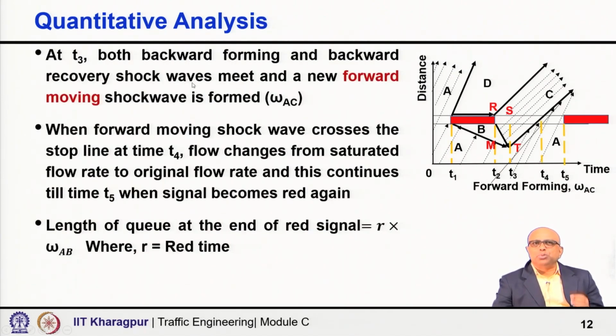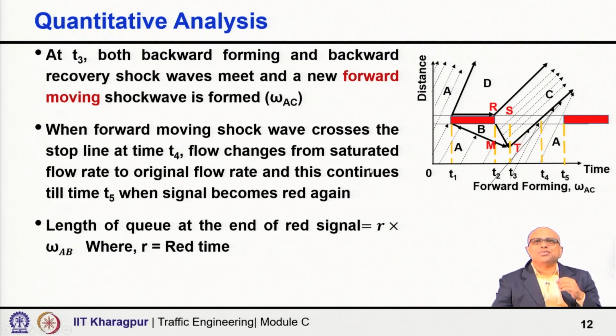Now, at t3 both the backward forming and backward recovery shock waves will meet, and a new forward moving shock wave will be formed between traffic state A and traffic state C, because when B vanishes, the in-between layer is gone. So, A and C directly are meeting, right. A new shock wave will be created, which is the forward moving shock wave ω_AC. When the forward moving shock wave crosses the stop line at t4, during this green, it is crossing the stop line.